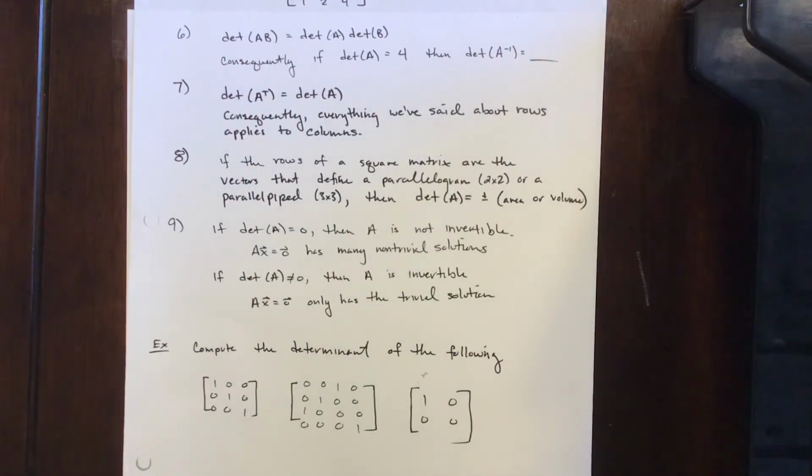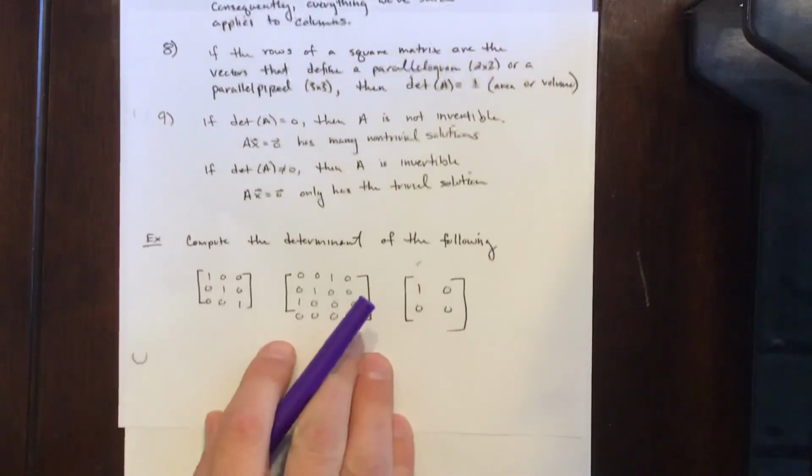Keep going. The determinant of A transpose is the determinant of A. So you can swap all the rows and columns and the determinant will not be affected. So that means every time I said row in the previous set of properties, what I said about rows also applies to columns.